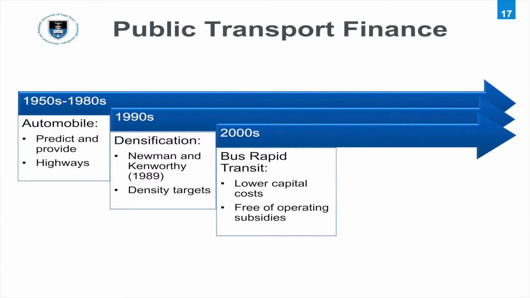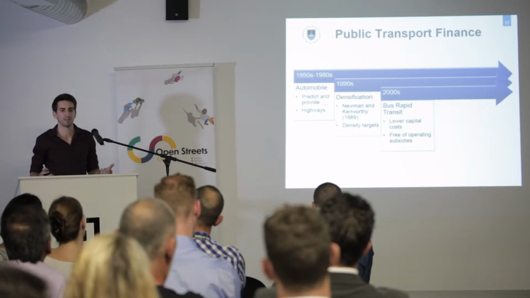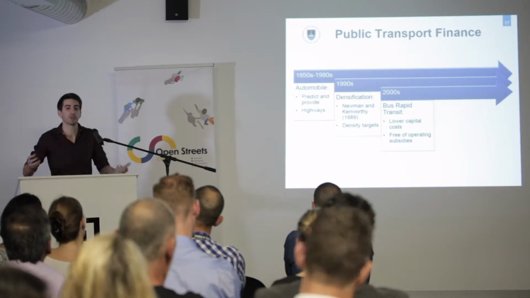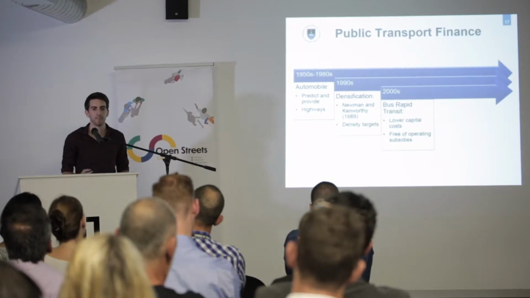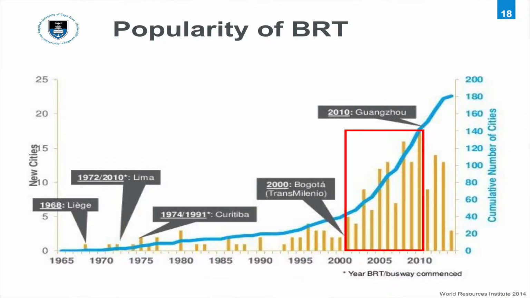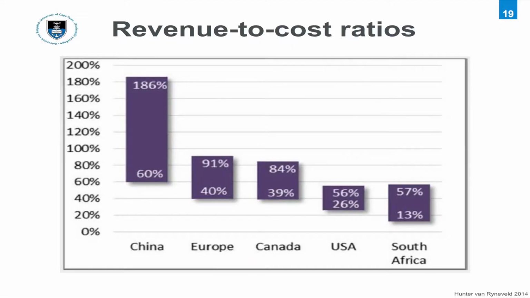It promised lower capital costs and freedom from operating subsidies. This was a public transport mode that was easier to finance. It was easier to support as a city. And so we had a boom of BRT built within the 2000s. And again, it worked for some cities, not so much for others.